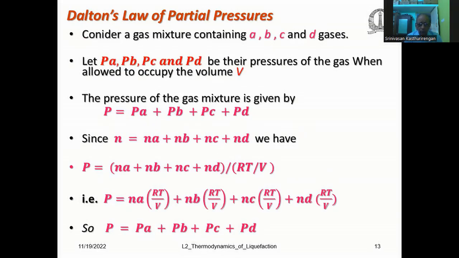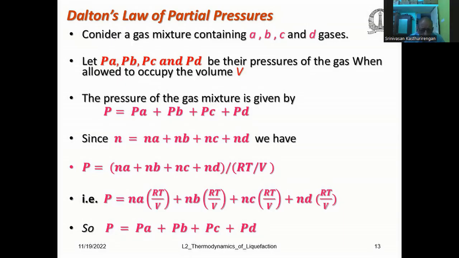Now Dalton's law of partial pressure can also be proved by this process. It says PA, PB, PC, PD are the pressures of the gases when they occupy the volume V. Let's say the partial pressures are PA, PB, PC, and PD. The total pressure is P. Since the total number of molecules should be equal to Na plus Nb plus Nc plus Nd equal to N, we can write total pressure as Na plus Nb plus Nc plus Nd into RT divided by V.